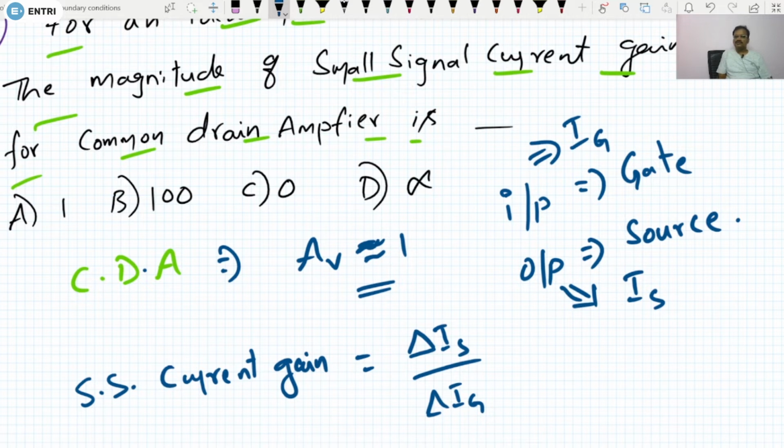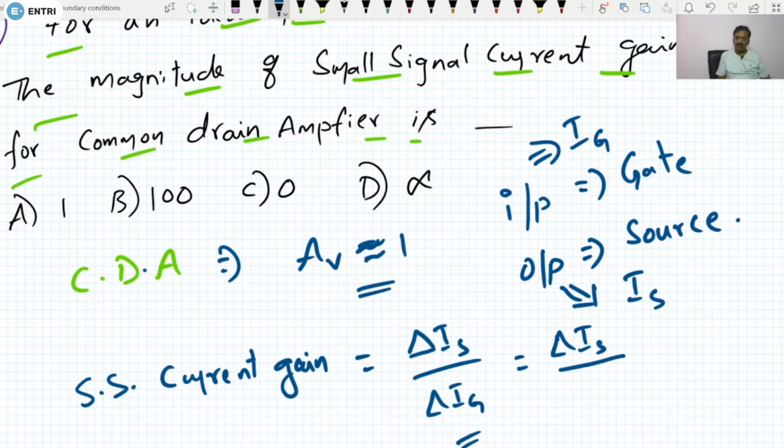Okay, so what is the change in delta is? We don't know that, so let us say delta is divided by what is the change in Iz here? So Iz is equivalent to what? Iz is not going to change here. Iz is always 0 amperes.